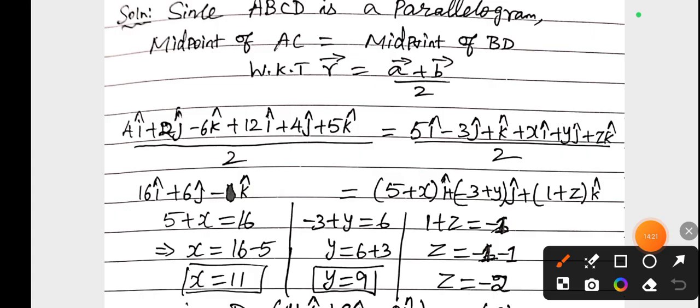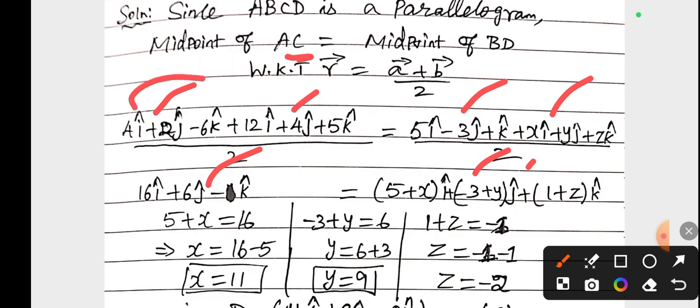Okay, go for it. A is 4i plus 2j minus 6k. Then C, so AC is 12i plus 4j plus 5k divided by 2. Then BD, B is 5i minus 3j plus k. D we don't know, I am writing xi plus yj plus zk, by 2. I think the 2 can cancel, children. Then we can add 4i and 12i to get 16i, and 2j and 4j to get 6j, minus 6k and plus 5k to get minus k. Same way, 5 plus x, plus minus 3 plus y, and plus 1 plus z we can add.